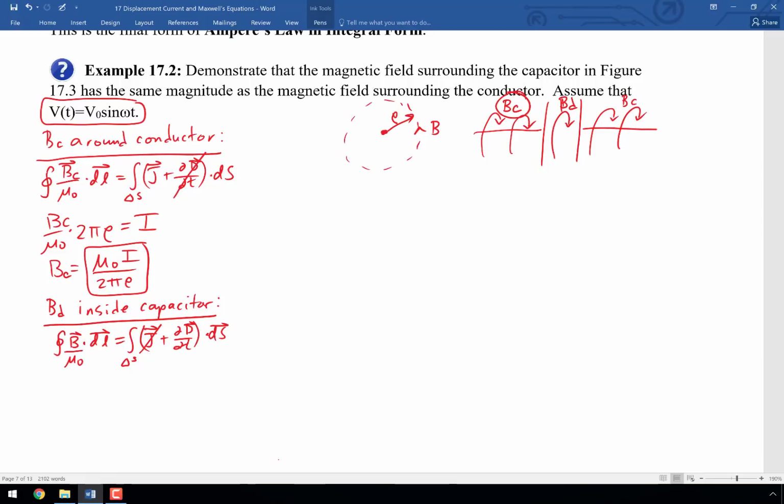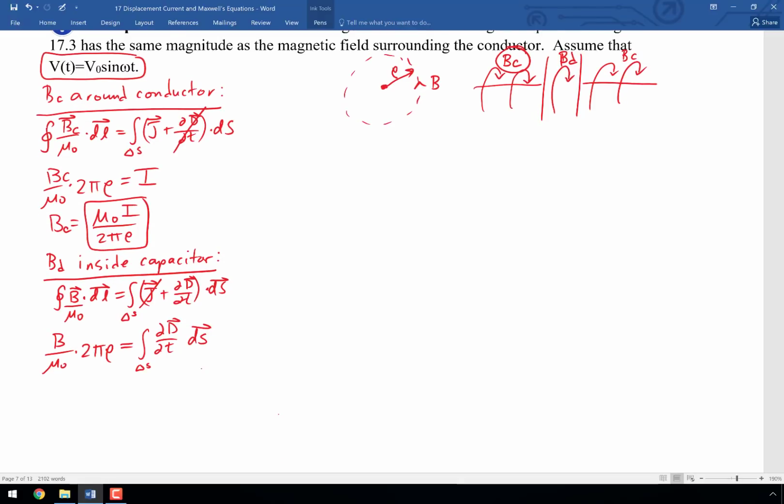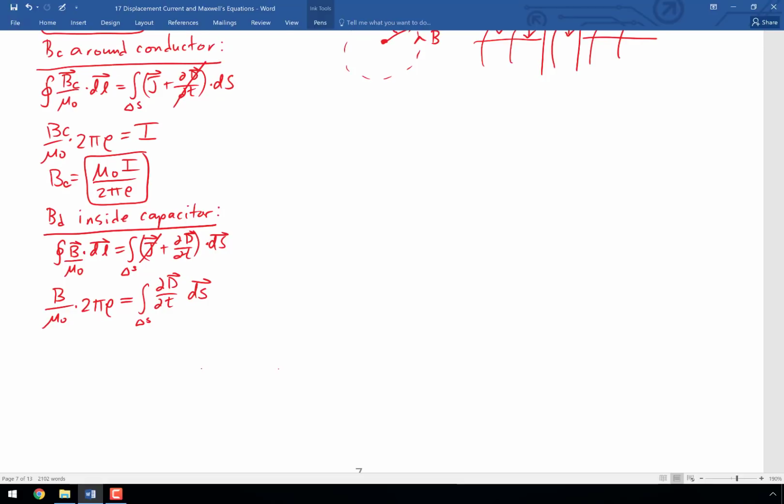Sorry about that. So I have B divided by mu sub 0, again multiplied by 2 pi rho, is equal to the surface integral of the partial of D with respect to t times dS. Now we're going to put that equation on the shelf for just a minute. It's going on the back burner because we don't know what the partial of D with respect to t is yet. So let's take a step back and let's see, what is I sub C?